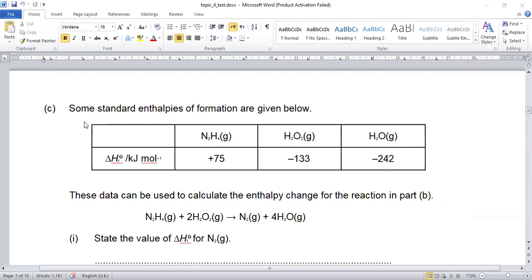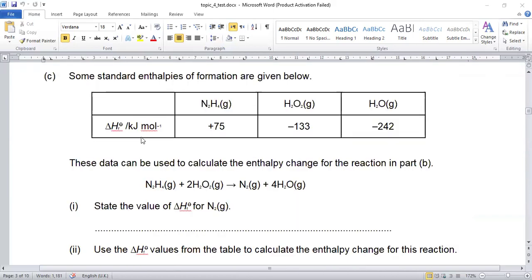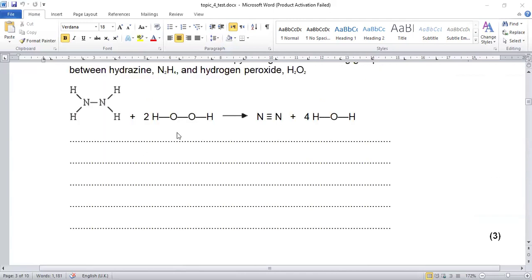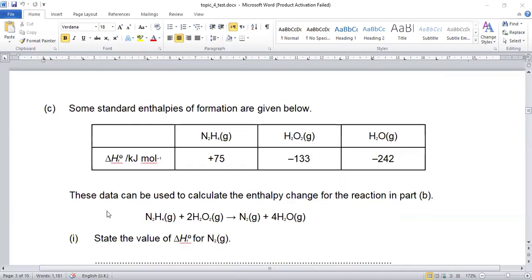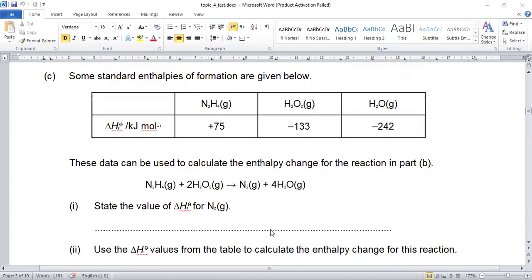Some standard enthalpies of formation are given below. Here you will use two different methods to calculate the change in enthalpy. One of them by calculating the bond energies, and the other by calculating delta H formation between reactant and product. We will compare between the two methods, whether there is a difference or not. So the same reaction, but we use the other method, the difference in delta H formation.